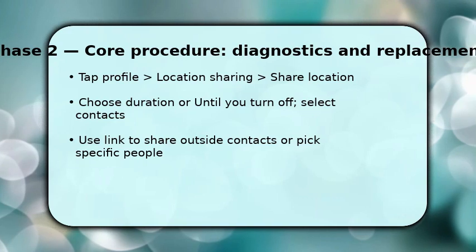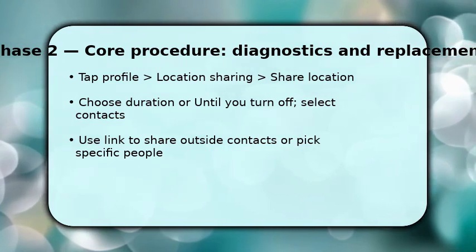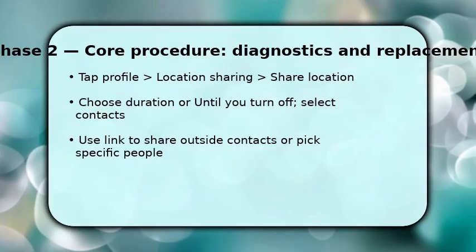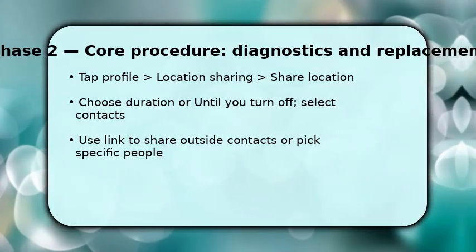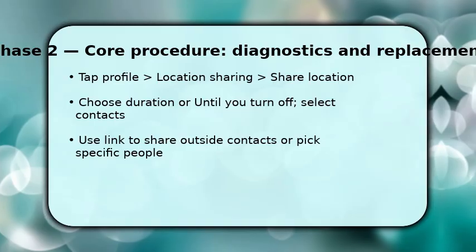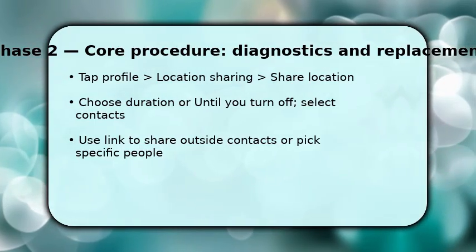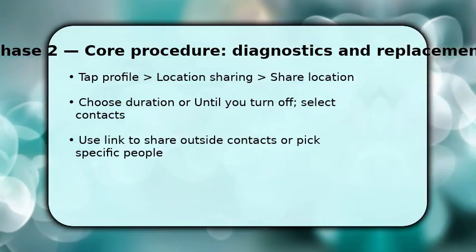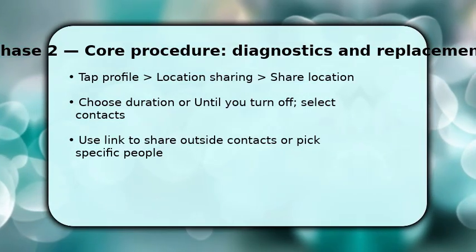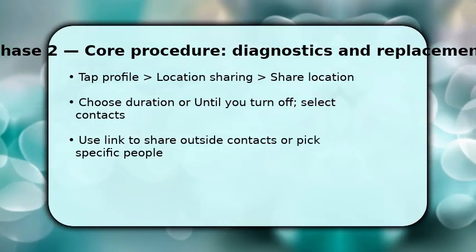now. You begin sharing. Tap your profile, choose location sharing, then tap share location. You can set a duration or pick until you turn off, which is useful for long trips. Next, select people from your contacts or create a shareable link if the recipient is not in your contacts. Once you choose a person, confirm the permission and hit share.